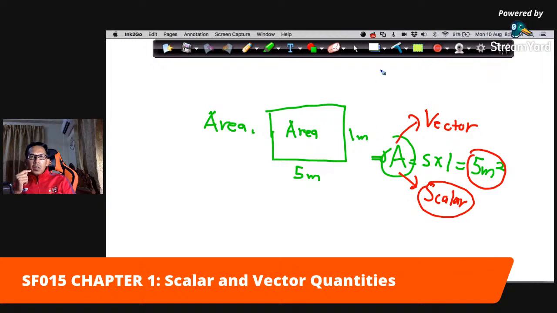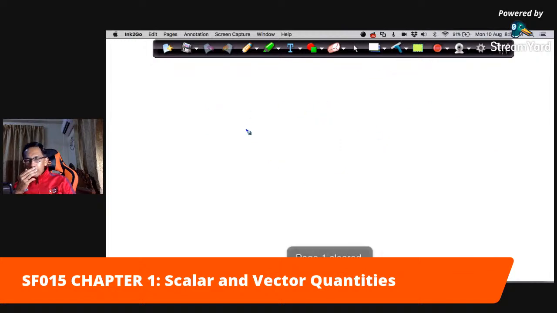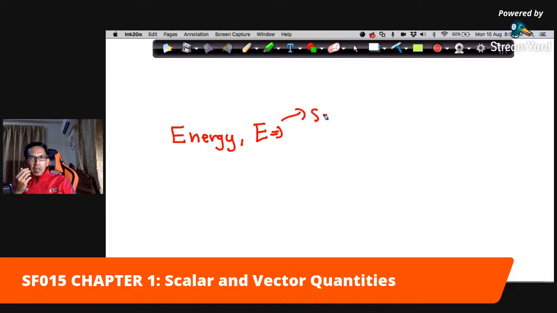Okay, so the next, I'll give you the example. Okay, saya mau kira energy. Simbol dia adalah E. Energy, class. Energy is a scalar or vector quantity, ataupun tenaga. Okay kelas, energy, scalar or vector quantity.